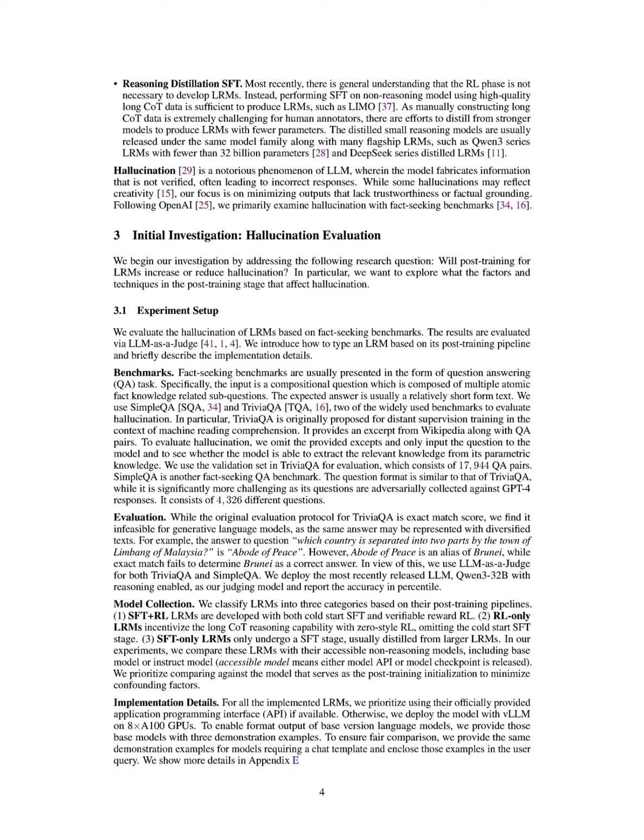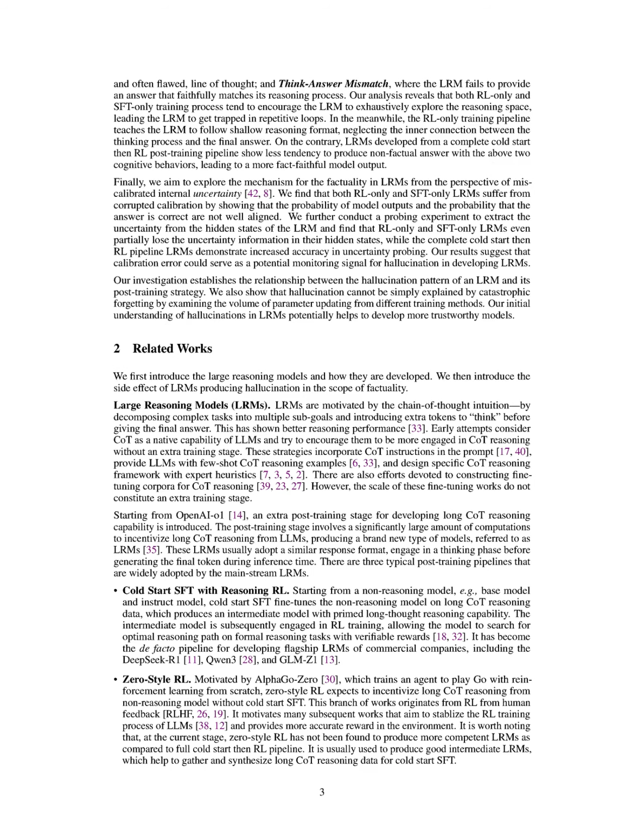In our investigation, we differentiate between SFT only, RL only, and SFT plus RL models based on their post-training pipelines and their resulting performance on fact-seeking tasks. For instance, SFT-only models like the distilled Qwen3 series undergo supervised fine-tuning on high-quality long chain-of-thought (COT) data, but often produce outputs with shallow reasoning, leading to increased hallucination. In contrast, RL-only models, such as DeepMath Zero, utilize reinforcement learning without the cold start SFT phase, which results in a tendency to get trapped in repetitive reasoning loops and a higher rate of think-answer mismatch, further exacerbating hallucination.